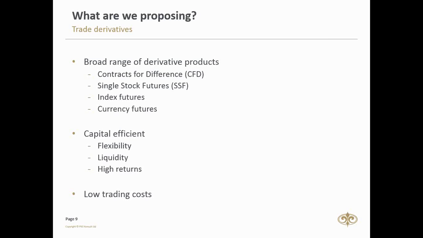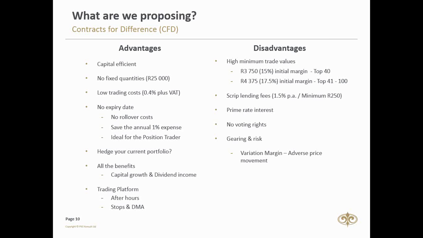You've got more liquidity. These products are very tradable, very liquid, and you also have the opportunity to make high returns. And another thing about the derivative products, compared to trading equities, they have low trading costs. Okay, so that's just one of the things we're proposing. So let's go into the advantages and disadvantages of each of these products.